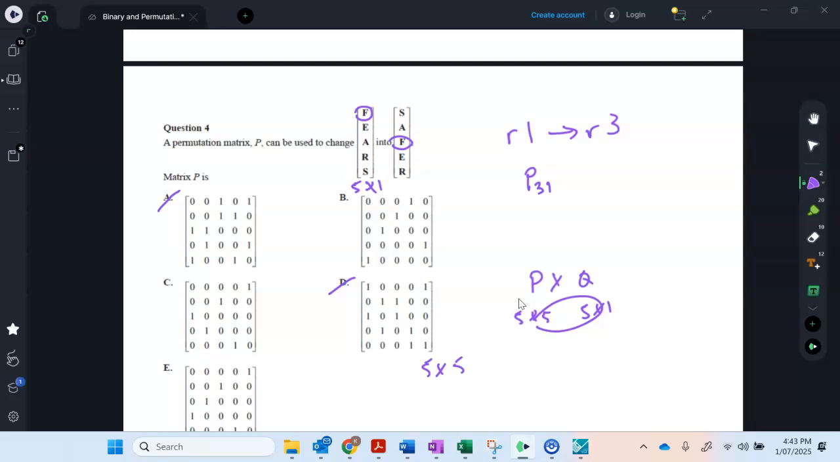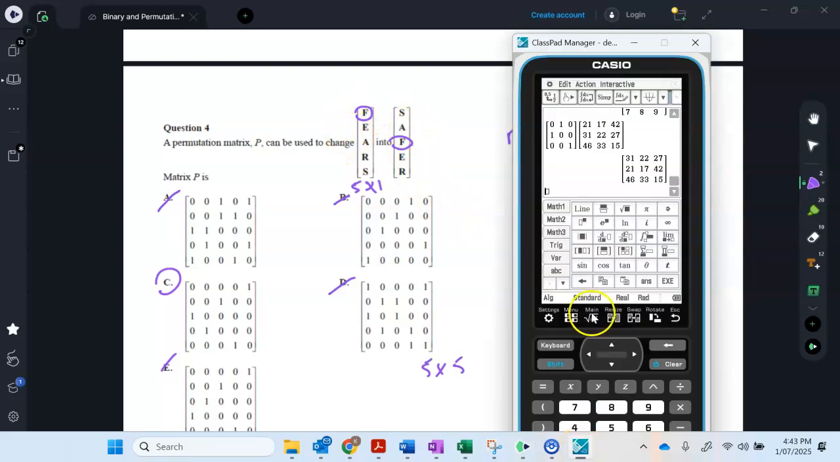So I'm just going to see which matrices have a 1 in row 3, column 1. So not B, C does, and E doesn't. So the only possible answer is C. We didn't have to check any other ones, which was fantastic to see.